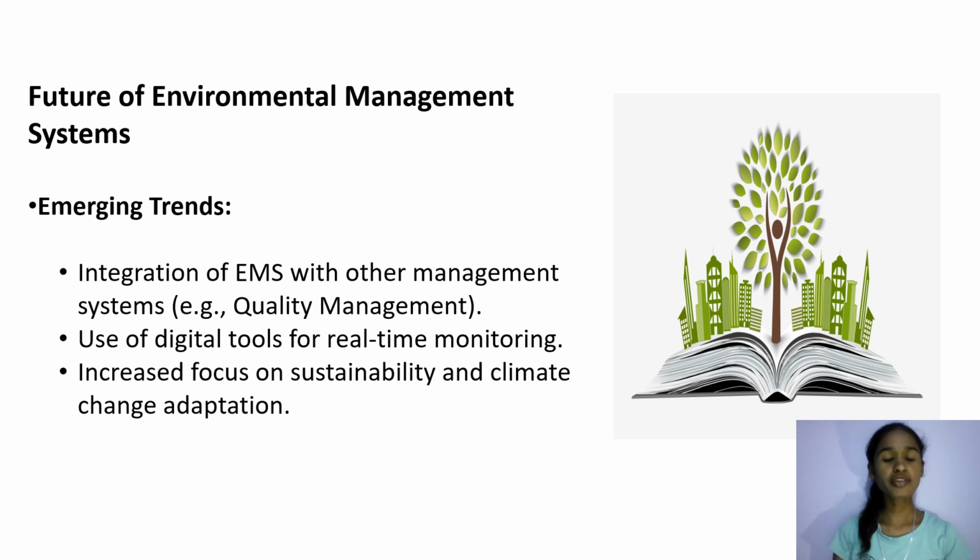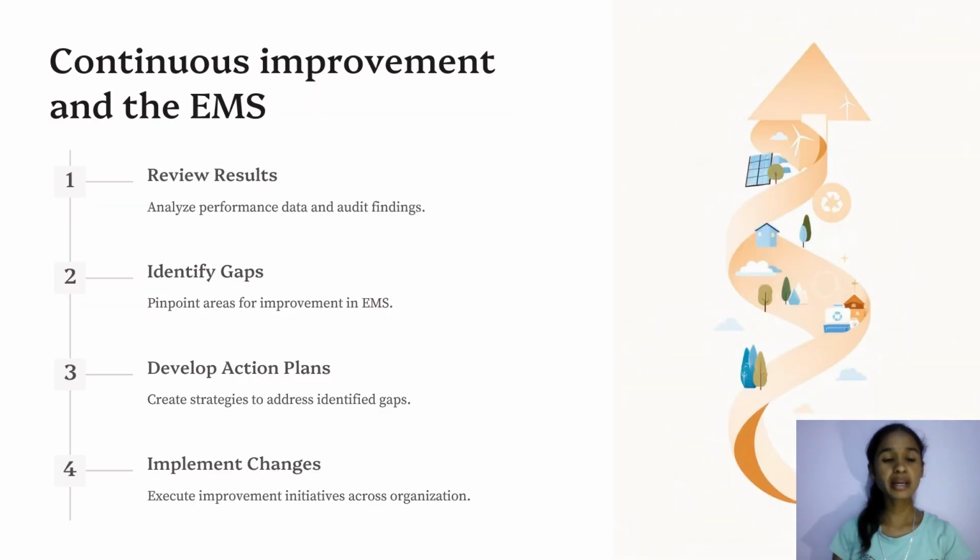Next, future of environmental management systems. Emerging trends, integration of EMS with other management systems, example quality management, use of digital tools for real-time monitoring, increased focus on sustainability and climate change adaptation. Continuous improvement and the EMS, review results, identify gaps, develop action plans, implement changes. First, review results, analyze performance data and findings, identify gaps, pinpoint areas for improvement in EMS.